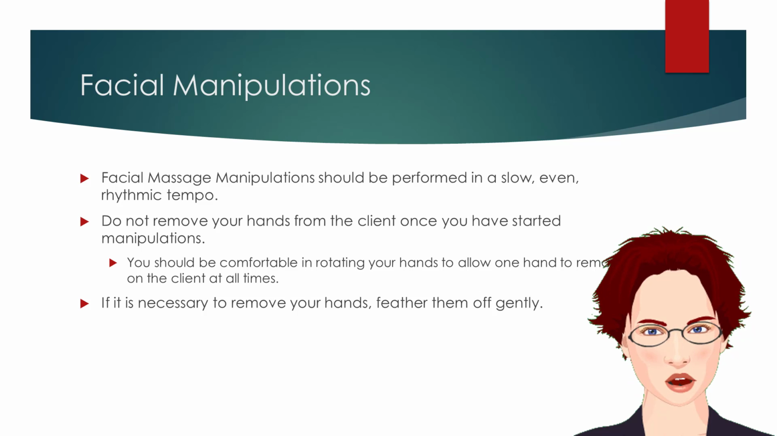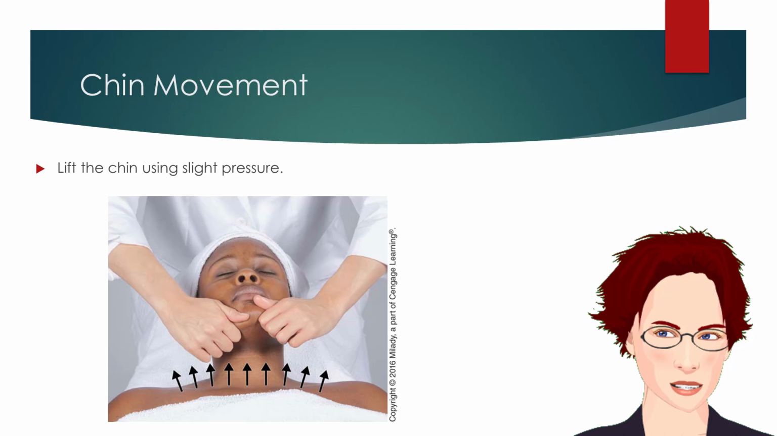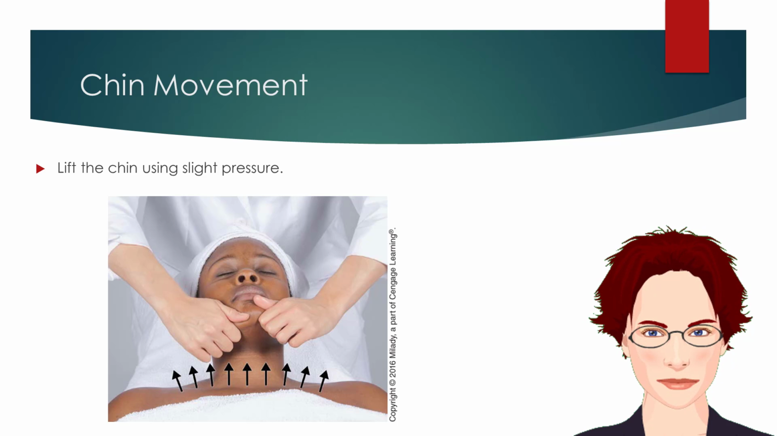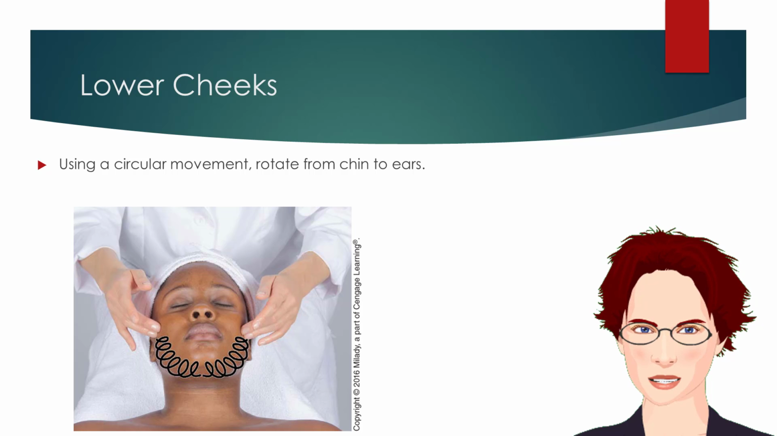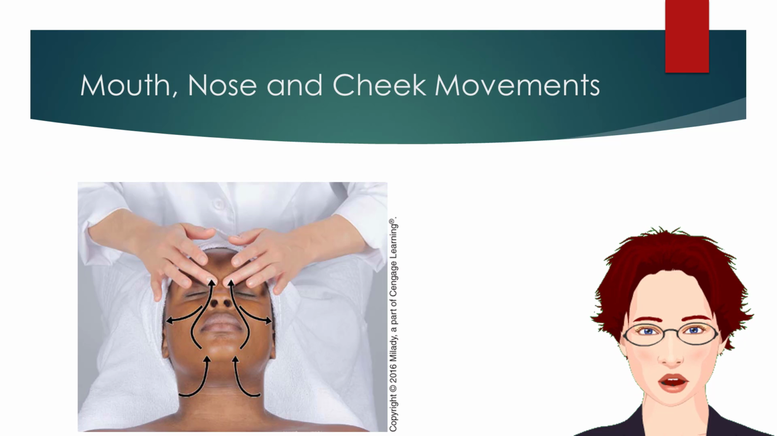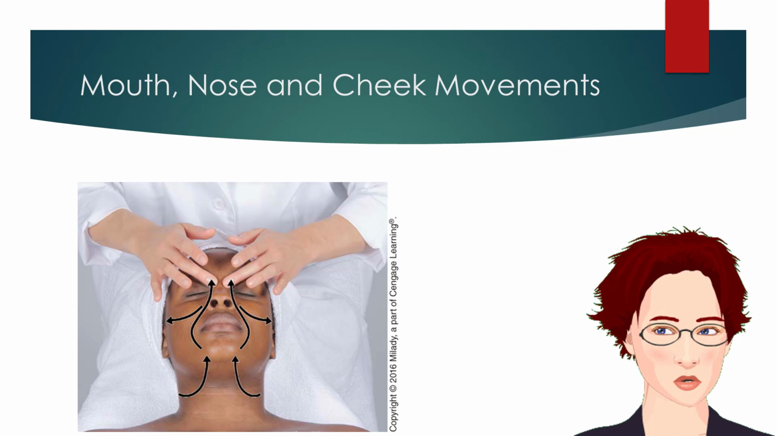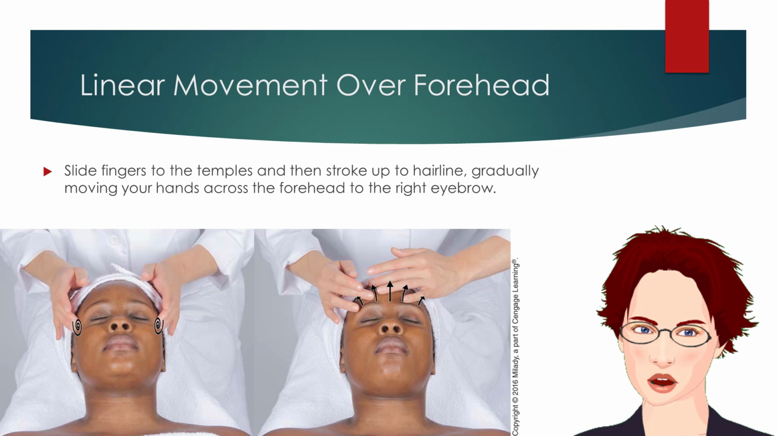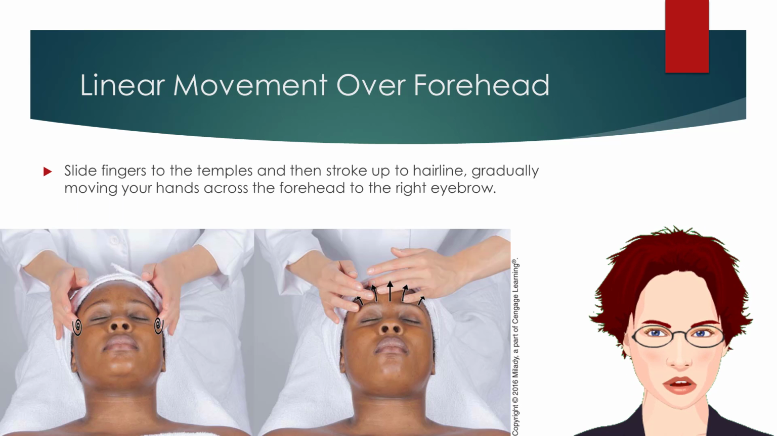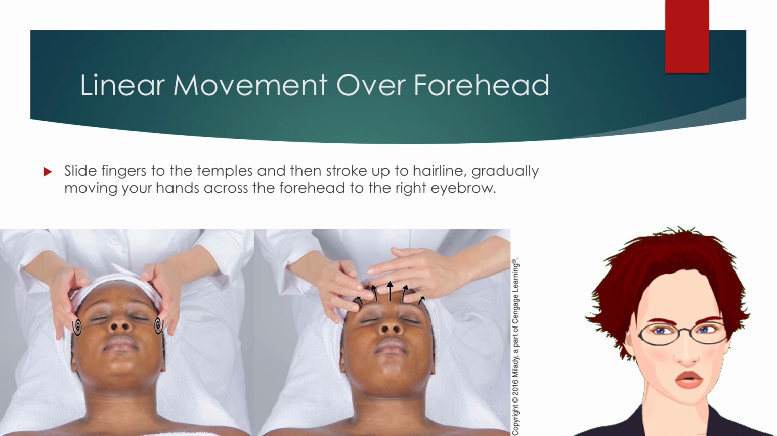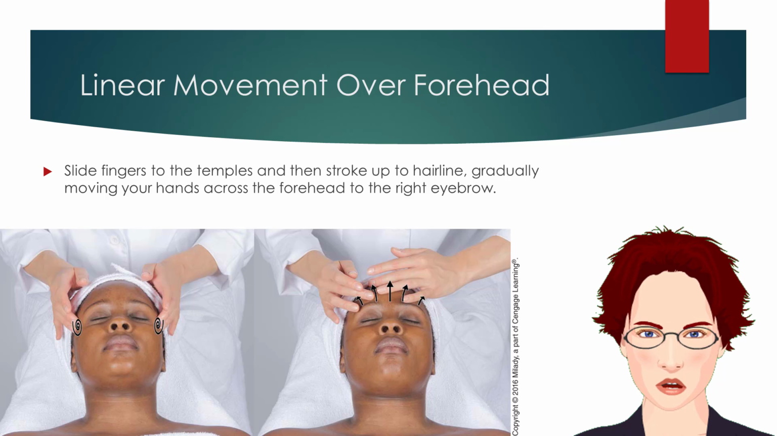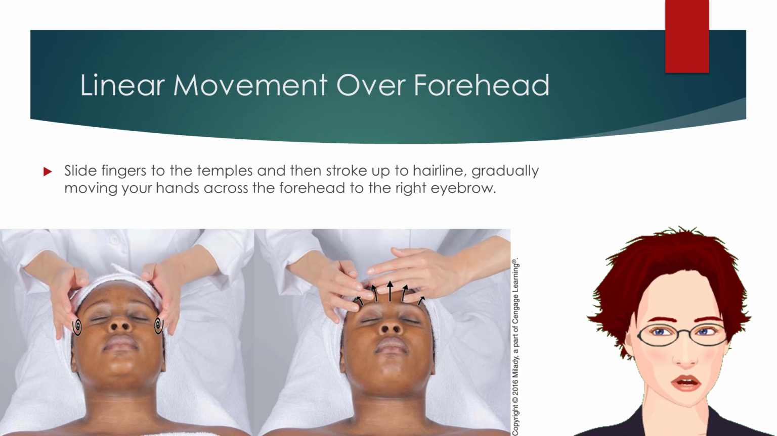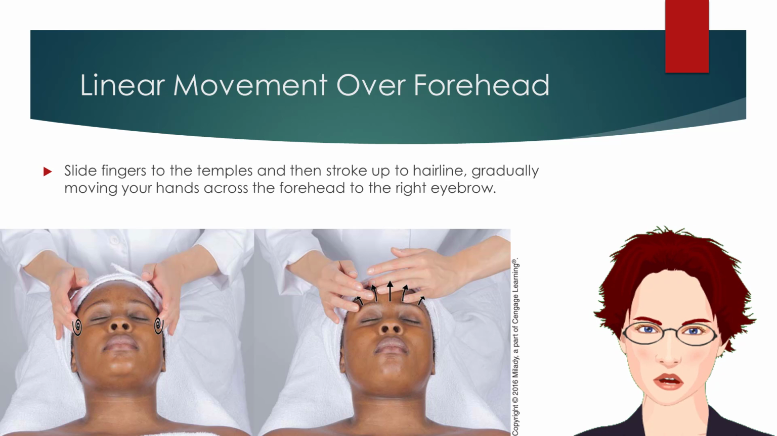The chin movement consists of lifting the chin using slight pressure in a pétrissage technique. The lower cheek movement uses a circular movement, rotating from the chin to the ears, using a friction technique. The mouth, nose and cheek movements use a rubbing or friction technique. The linear forehead movement uses a friction technique in which you slide your fingers to the temples, and then stroke up to the hairline, and gradually move your hands across the forehead, to the eyebrow.